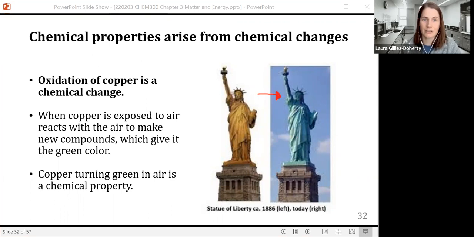So this copper turning green in air, that's a chemical property. It's showing us the chemical change of oxidation by changing color dramatically. And that's what I mean by a totally different color. So to see a chemical property, something has to undergo a chemical change. And that's what I was talking about last time when I said these two lectures are directly related. Properties and changes, whether they're physical or chemical, they always go hand in hand. You observe the property by watching the change.